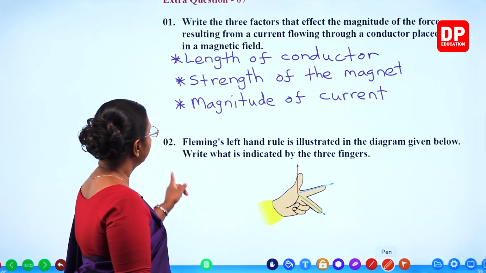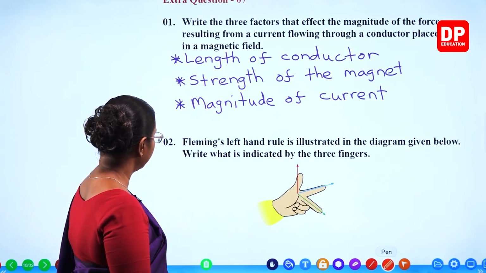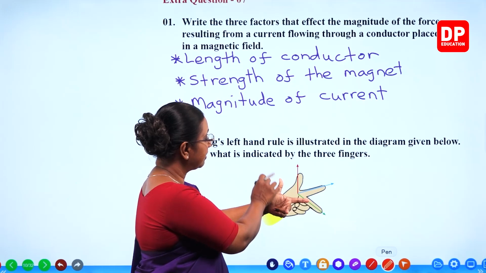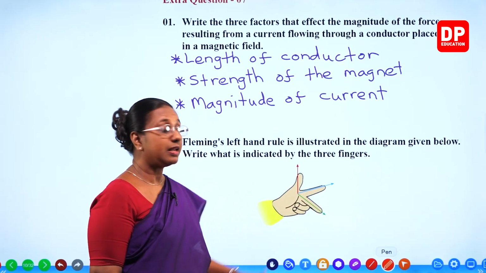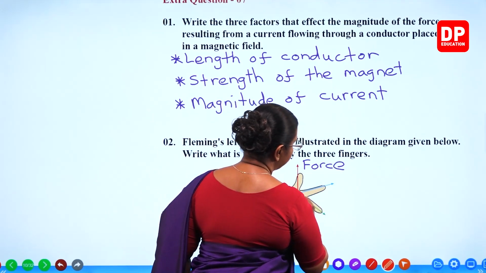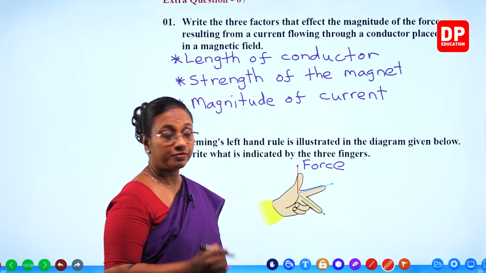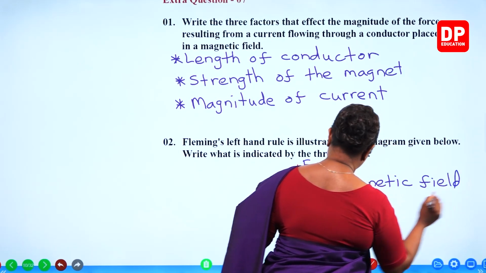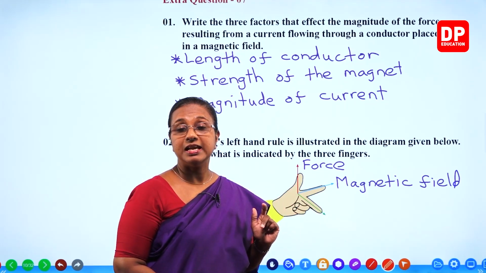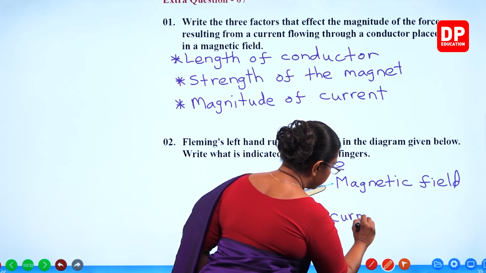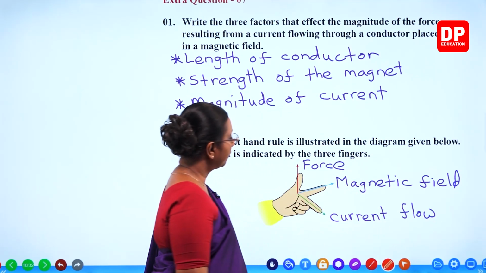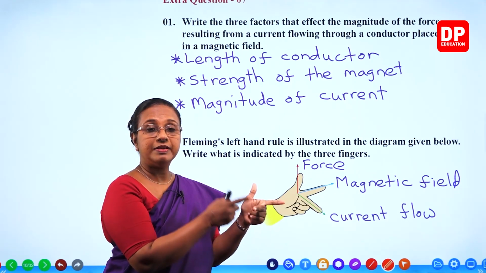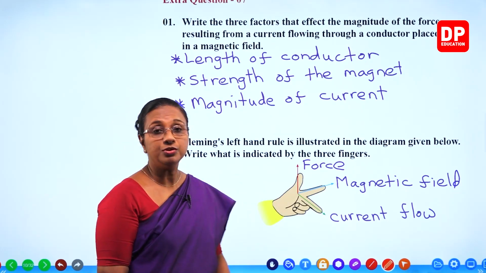the next one, Fleming's left-hand rule is illustrated in the diagram given below. Write what is indicated by the 3 fingers. So here you can see this is the left-hand rule. If you hold it this way, the red arrow is the thumb. Thumb indicates the direction of the force. The blue arrow is the index finger, which indicates the direction of the magnetic field. And the green arrow, the middle finger, indicates the direction of the current flow. So the quantities are force, magnetic field, and current flow. Middle finger is current flow, index finger is magnetic field, and thumb is force. So that is what we need to write here.